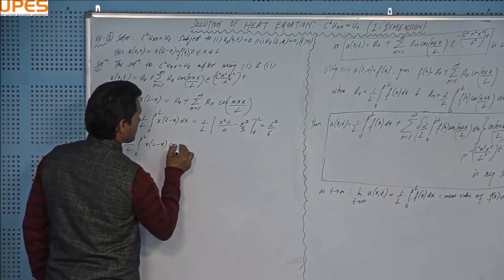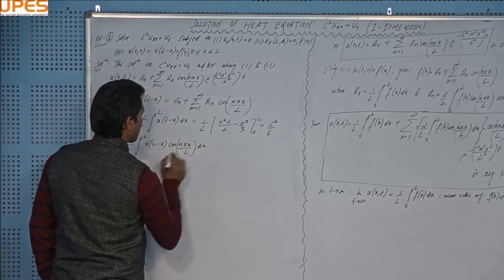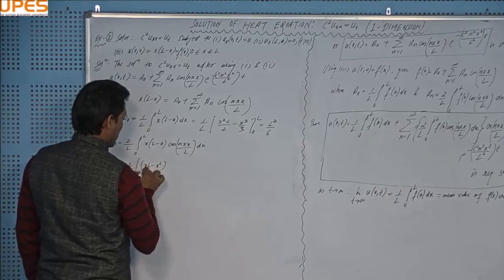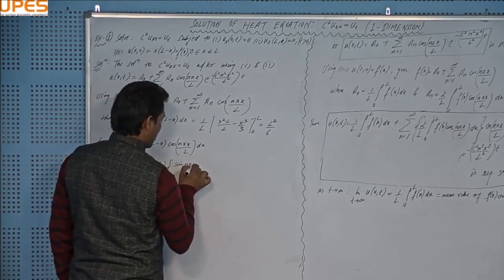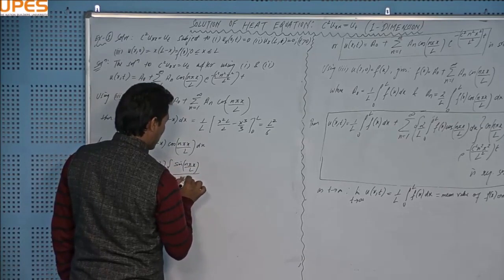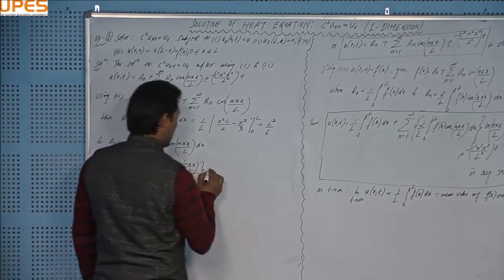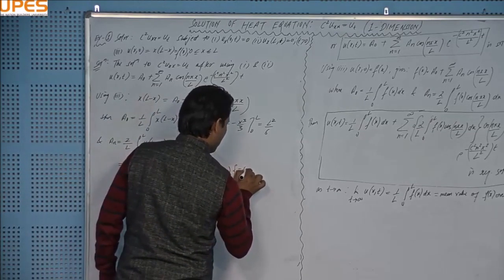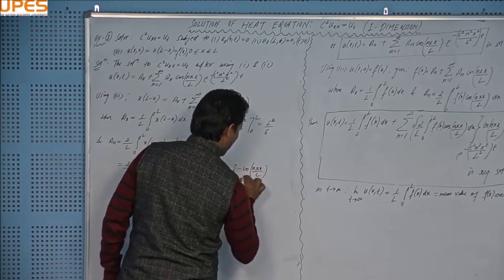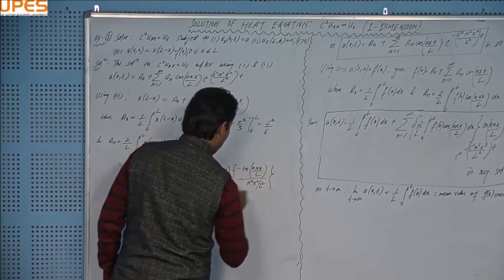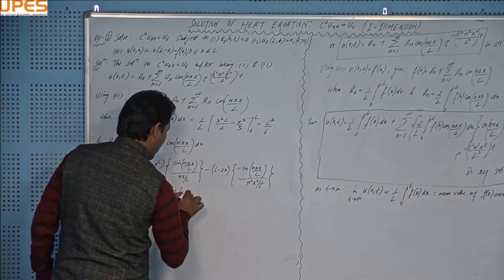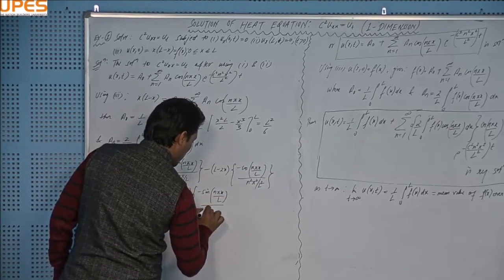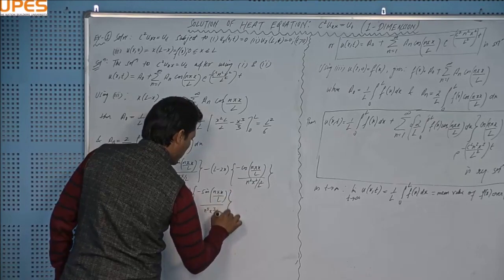And a_n is equal to (2/L) integral 0 to L x(L − x) cos(nπx/L) dx. Now I have to apply integration by parts: first function, and integration of second function, sin(nπx/L) divided by nπ/L, then minus the differentiation, which will be L − 2x, and integration of this will be minus cos(nπx/L) upon n²π²/L², and again plus differentiation of this, which will be minus 2, and integration of this will be minus sin(nπx/L) upon n³π³/L³, and limits are 0 to L.